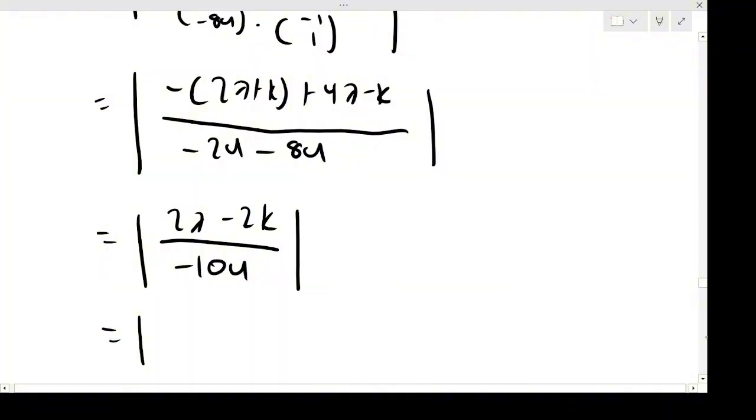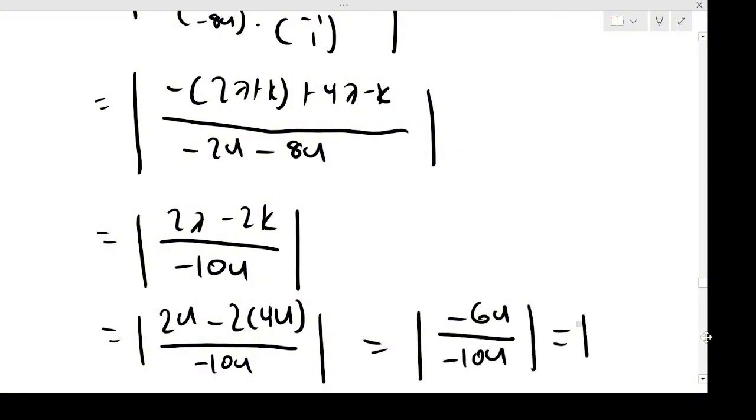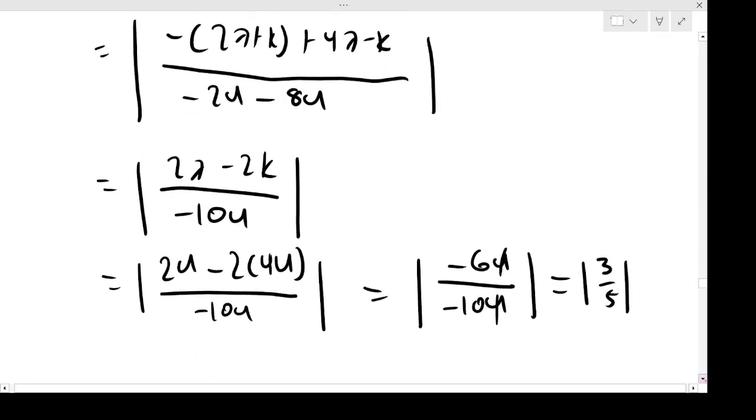So lambda is u, so it's going to be 2u minus 2k. Now k is 4u, so it's 2 lots of 4u over minus 10u. And so that's going to simplify to minus 6u over minus 10u. And so hopefully you spot that's going to simplify down to 3 over 5, because the u's will cancel and then we simplify the fraction. So therefore e is just positive 3 over 5.